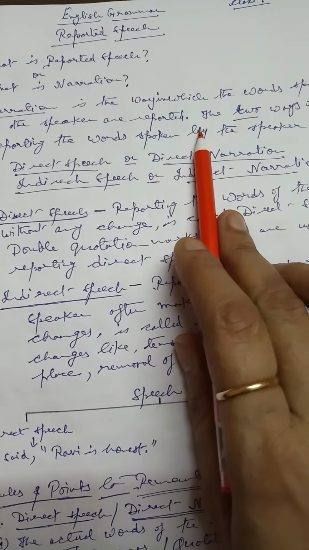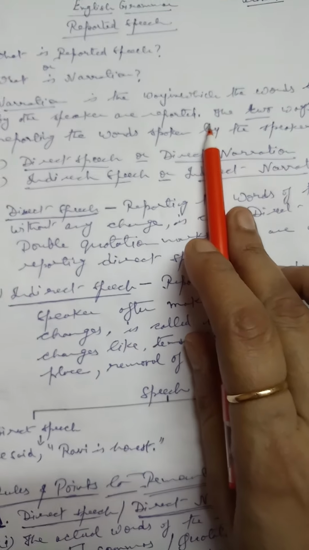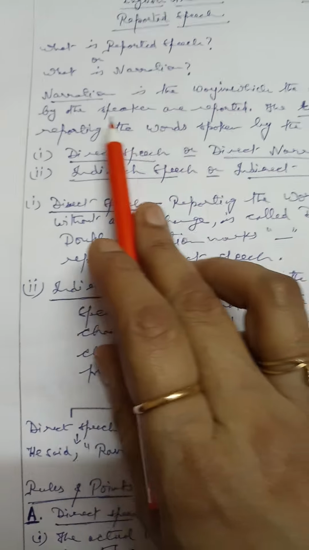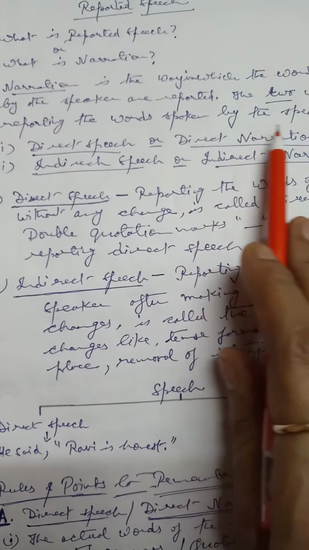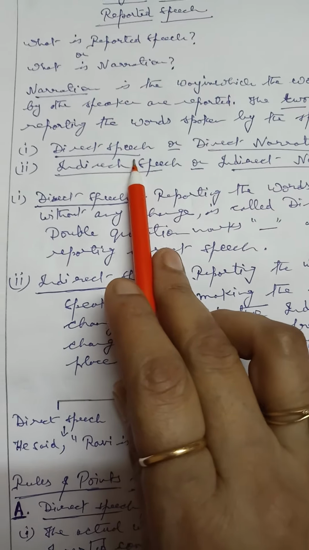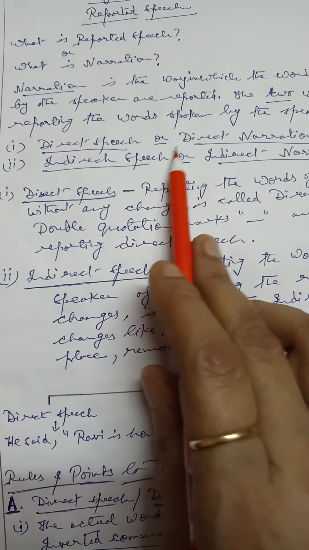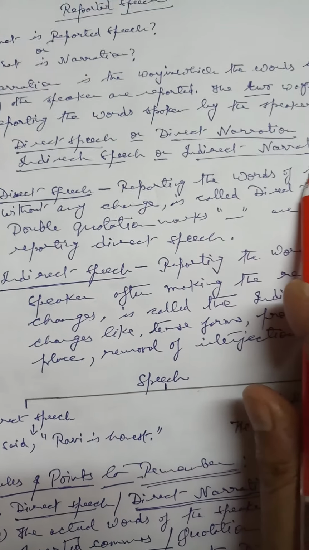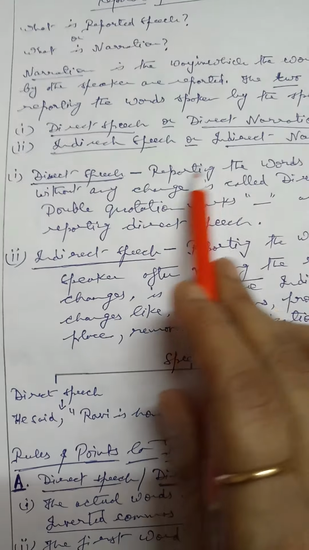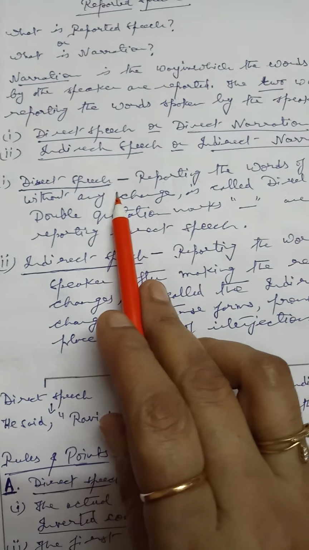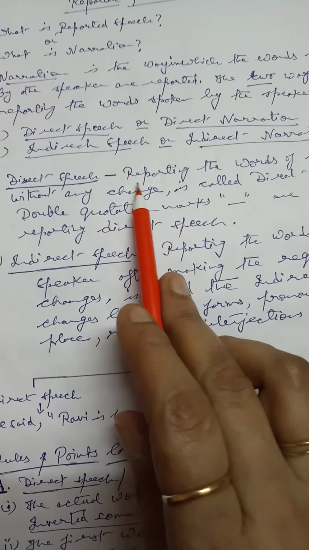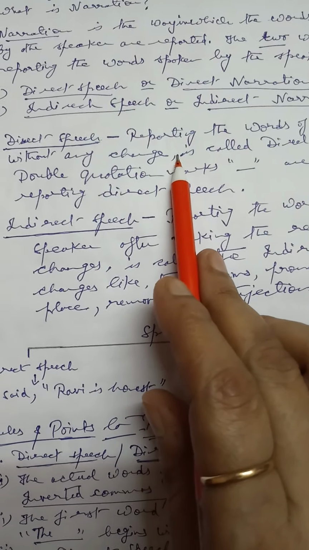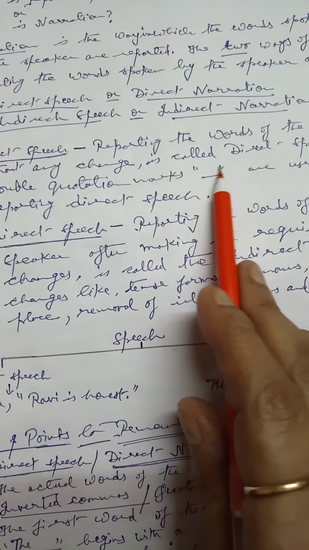All of you know that there are two ways in which the words spoken by the speaker are reported. Number one, direct speech, which we can also call direct narration. Second, indirect speech or indirect narration. To start with direct speech: direct speech reports the words of the speaker without any change, and this is called direct speech.